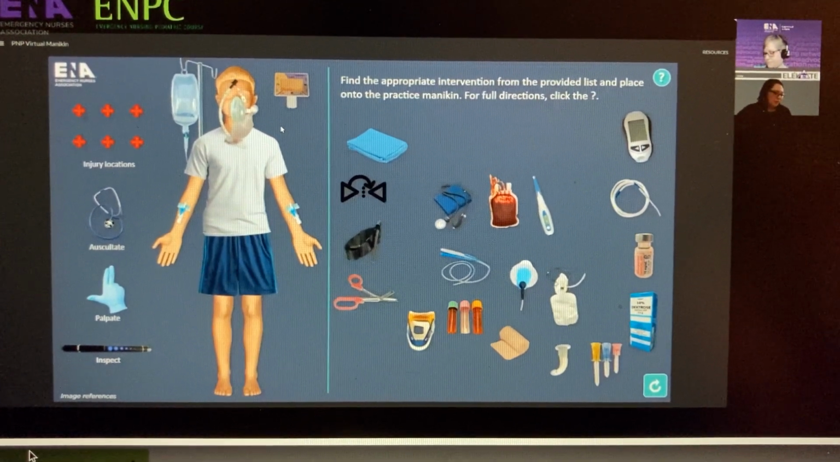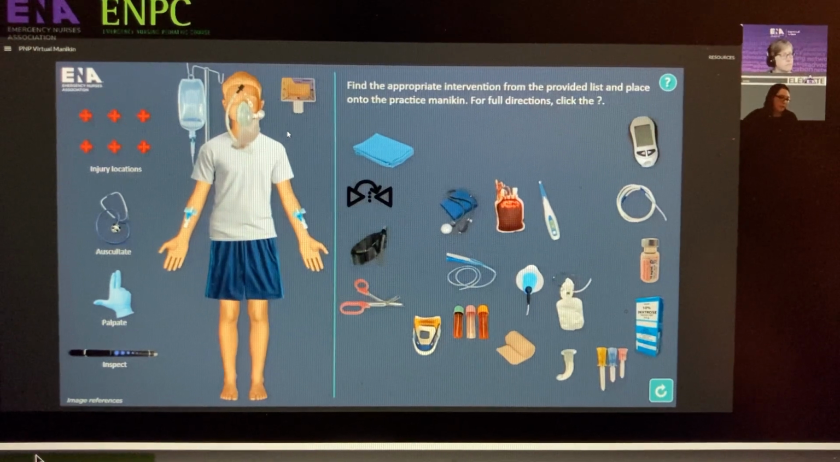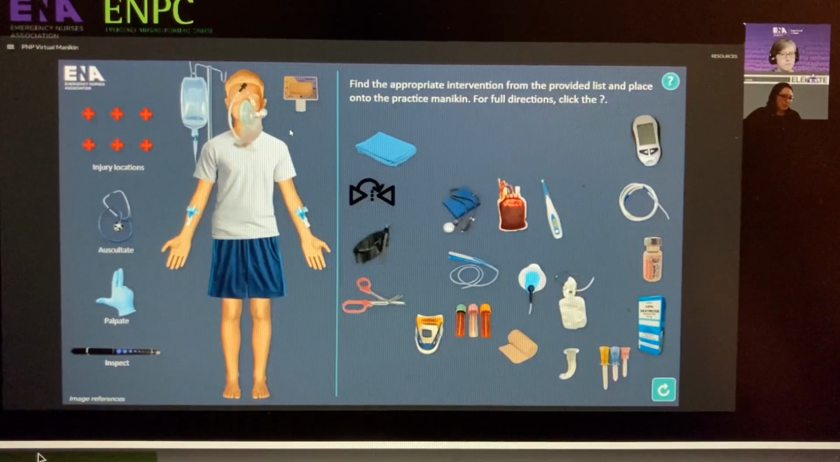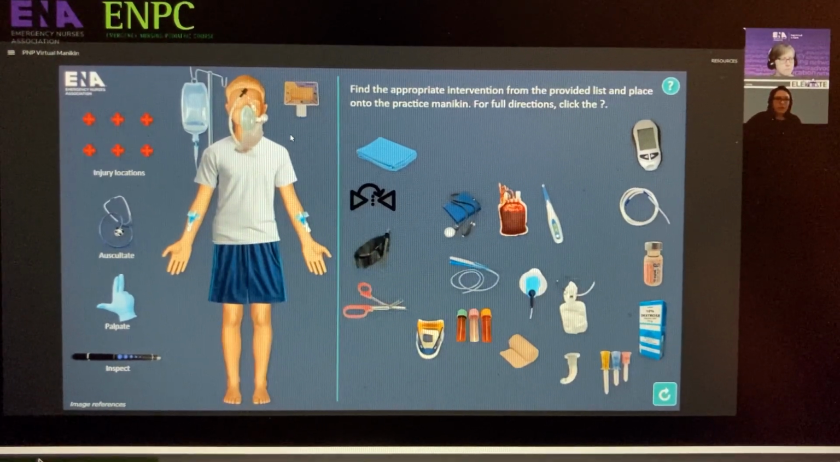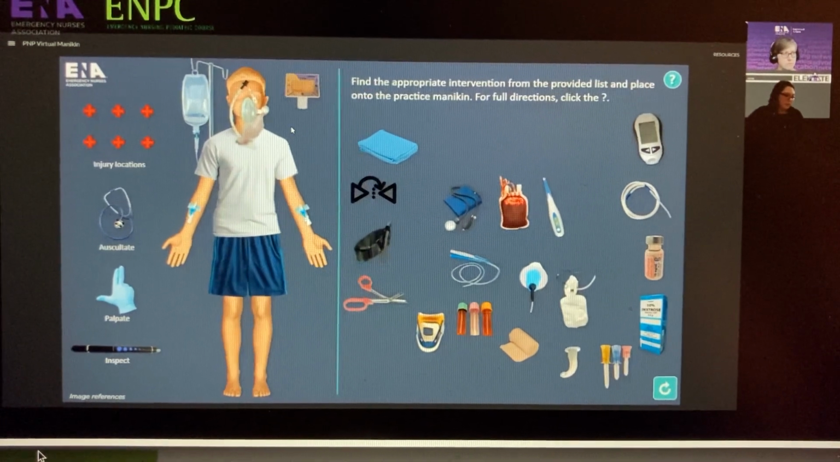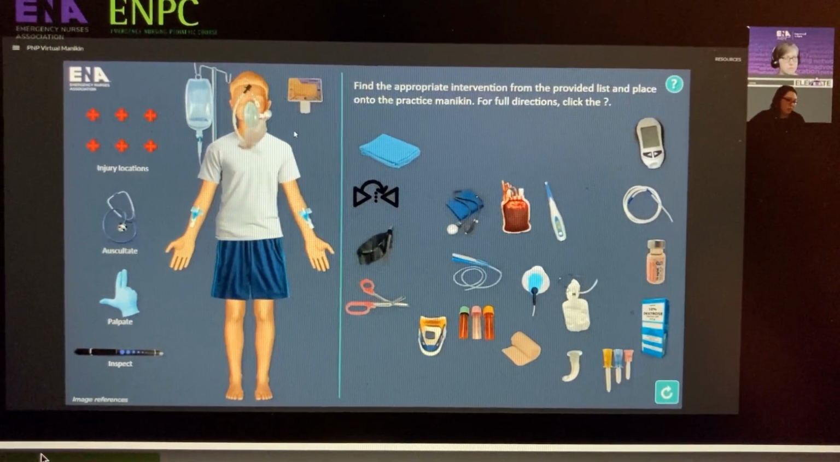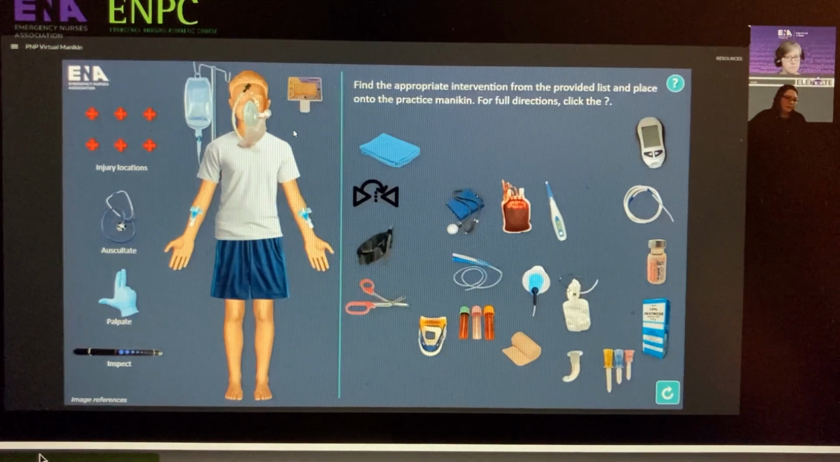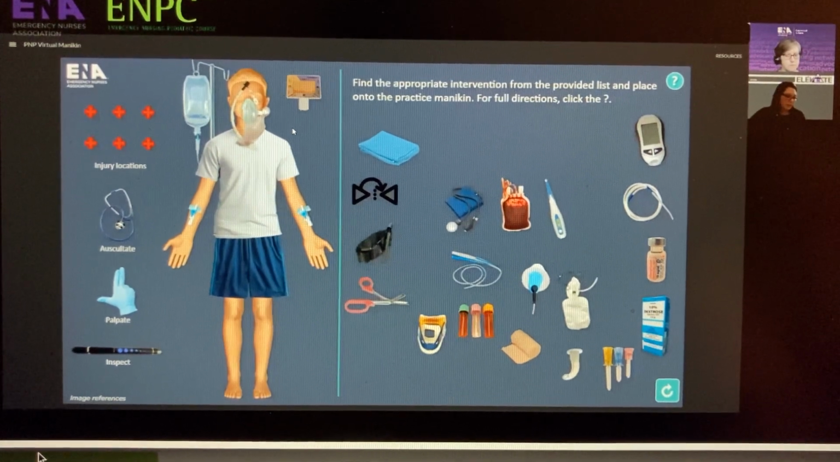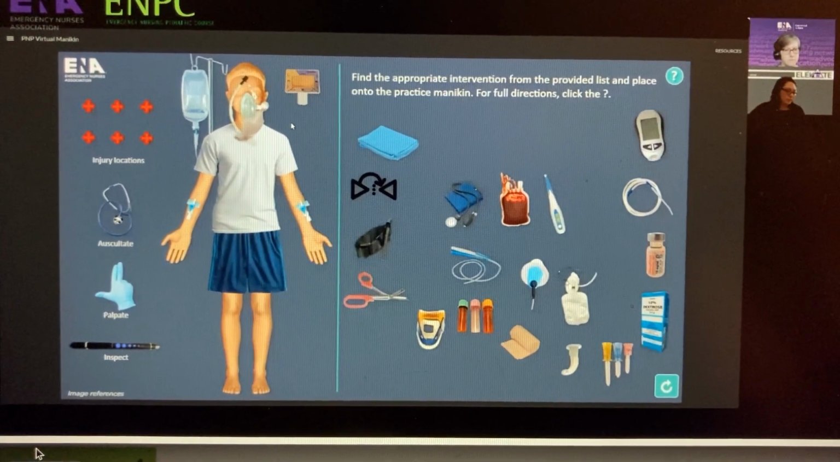Pupils are 4 millimeters, equal, round, and reactive to light. Your GCS we will document as untestable because she has been intubated. For your FOUR score, you find that her eyelids remain closed with painful stimulus, which is a 0. There is no motor response, which is a 0.